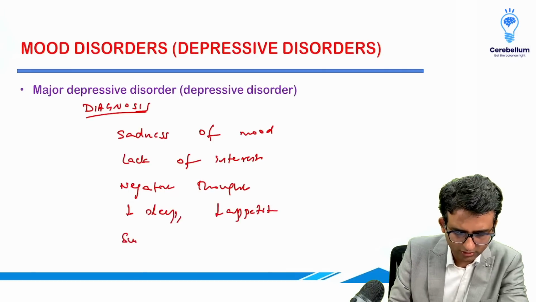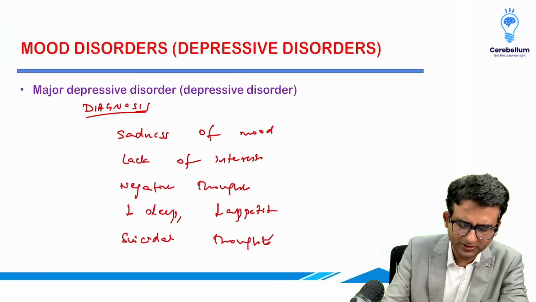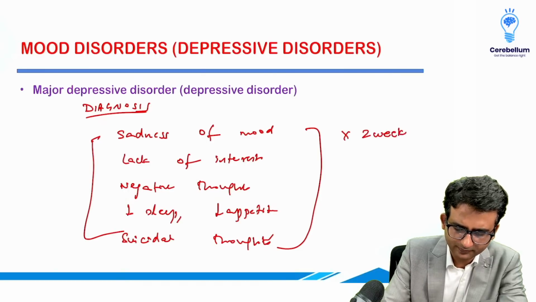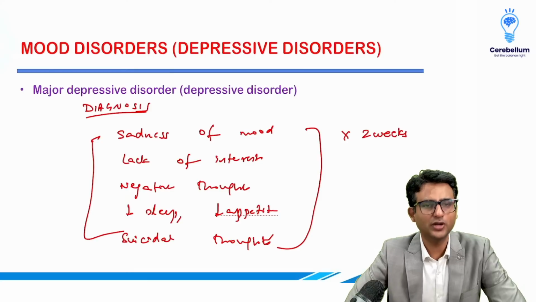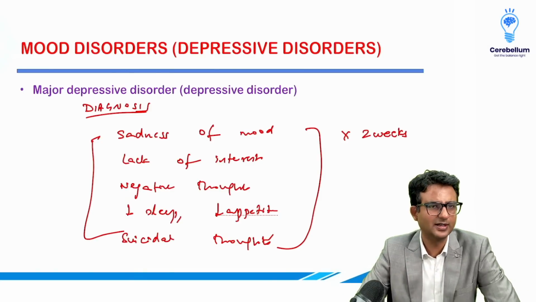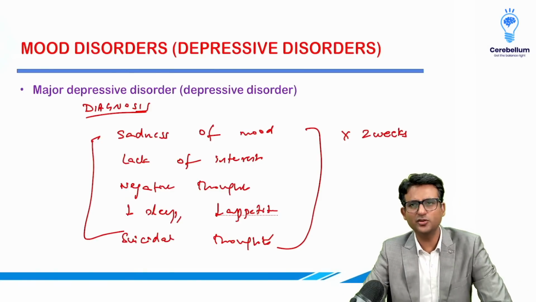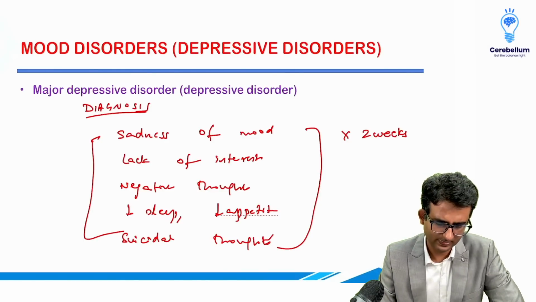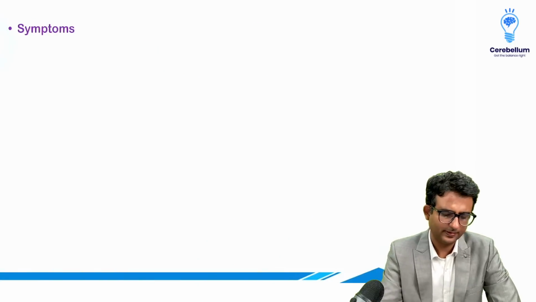There may be suicidal thoughts, right? All these symptoms would be there and they have to be there for at least 2 weeks before you can make a diagnosis of depression, right? So the diagnosis of depression you can easily make just by looking at the symptoms. These are the symptoms.